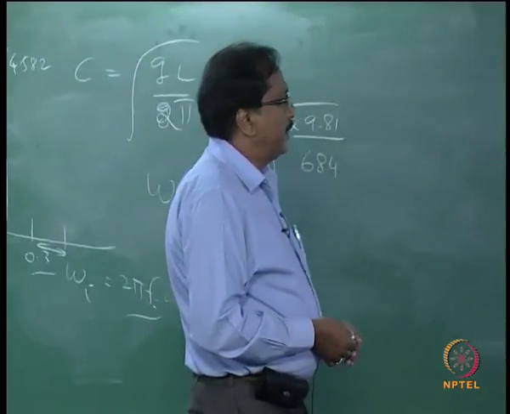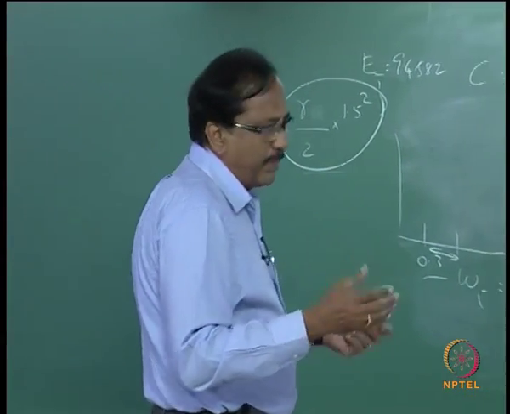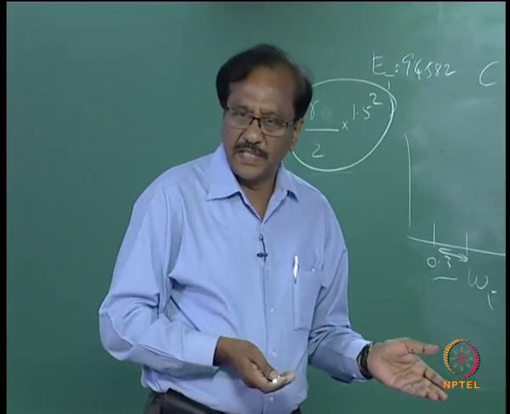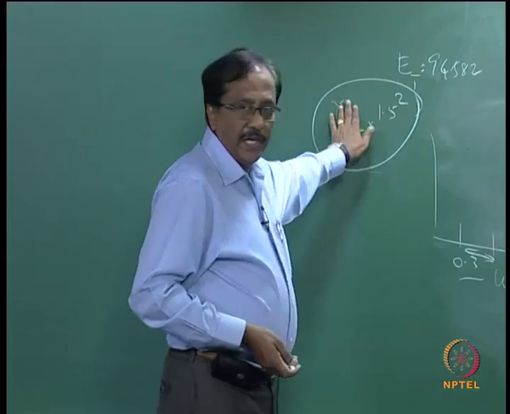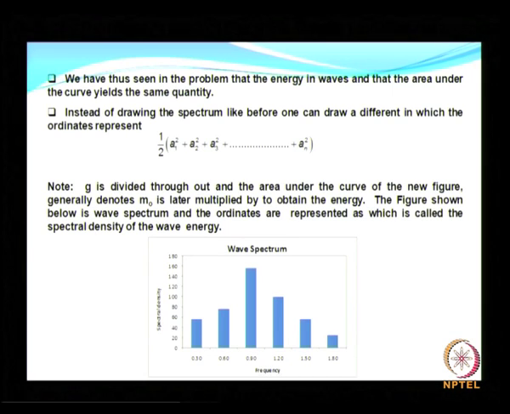Now instead of drawing like this, because that gamma is going to be a constant, we remove this and we represent only half into amplitude square. So half into amplitude square. So rho g is divided throughout, and the area under the new curve is generally denoted as m naught, that is, the area under the spectral density is nothing but m naught. We have removed that constant, rho into g.